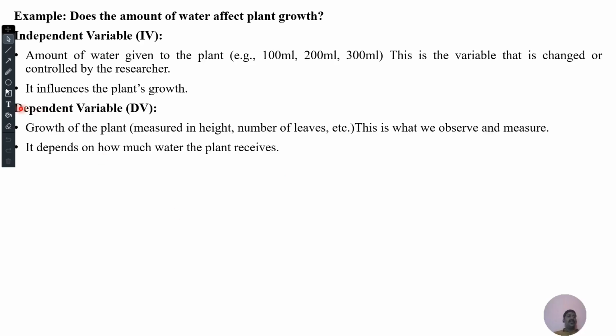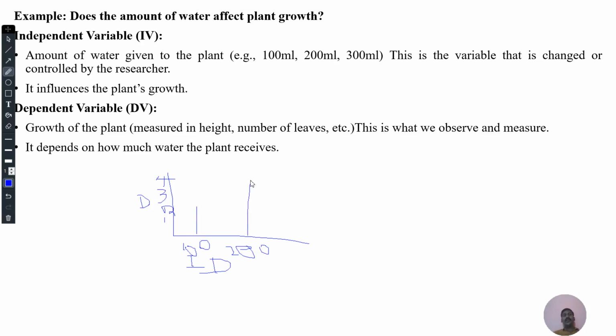Now let us look at an example graph. The dependent variable is denoted on the y-axis, and the independent variable on the x-axis. Here we have 100 ml of water, 200 ml, and so on. The height is 1 centimeter, 2 centimeters, 3 centimeters, 4 centimeters, depending on the x-axis. If daily 400 ml, the plant will grow 2 centimeters. If daily 200 ml, the growth will be 4 centimeters. That is the independent variable and the dependent variable, which depends on the water level.